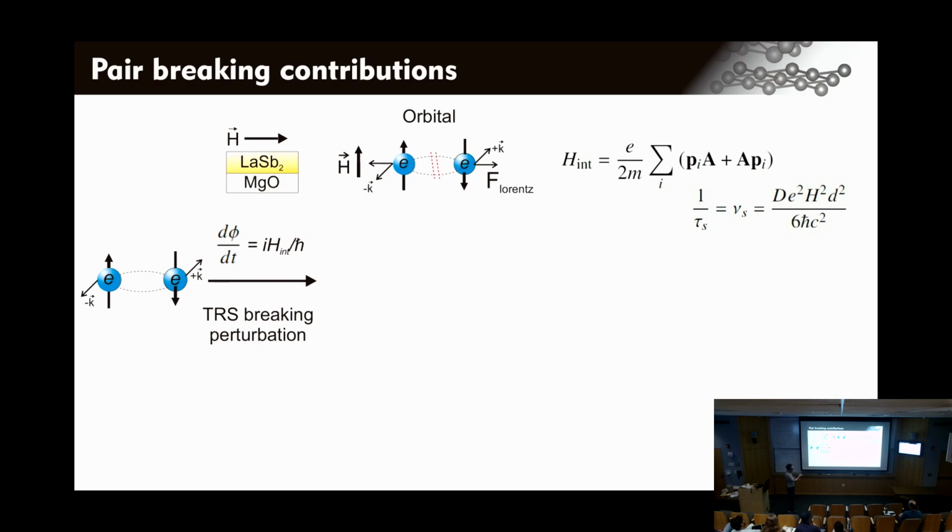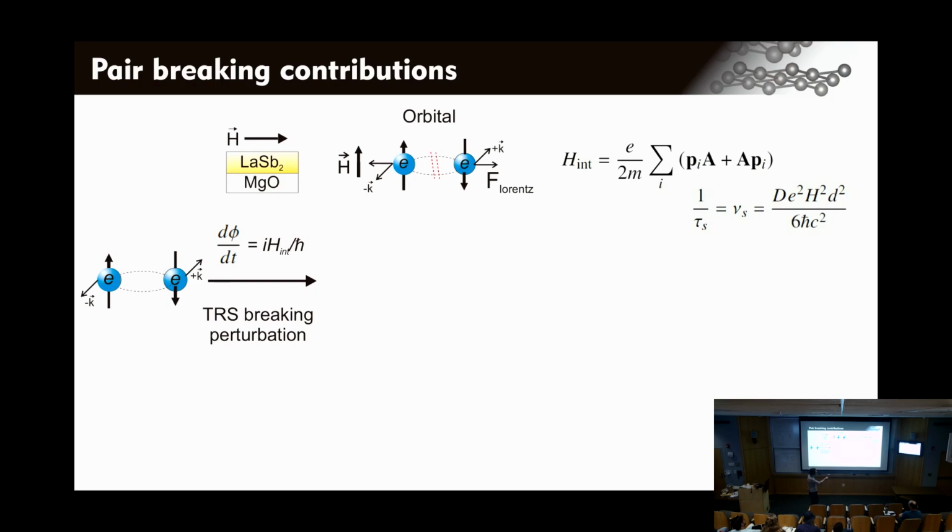If we apply some magnetic field out of plane, this is going to inject a Lorentz force. This is going to change the trajectory, and this is going to change the phase of these two relative electrons. And this is going to enter the total Hamiltonian here by some pair breaking, what we'll call the orbital effect, which suppresses the superconductivity.